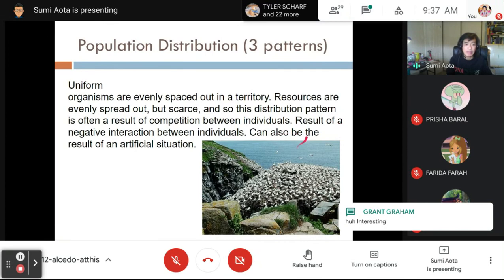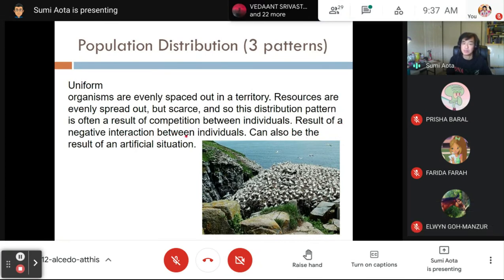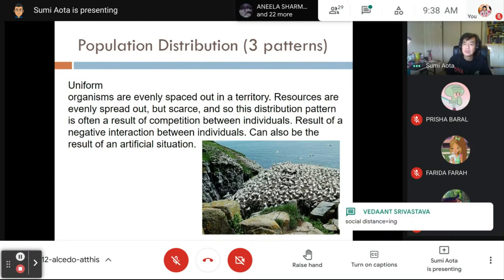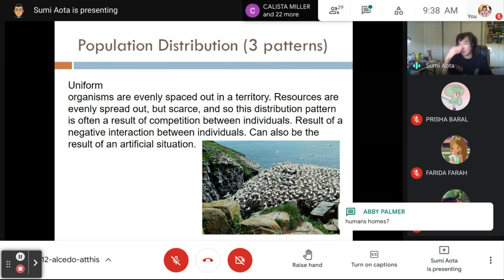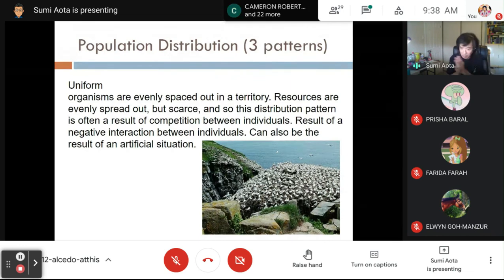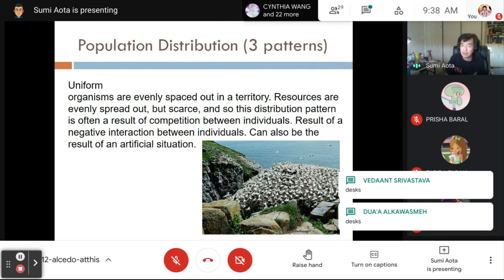So this pattern you see here is a negative interaction between individuals, right? But remember, I also said it could also be the result of an artificial situation. Can you think of an artificial situation where individuals are set up equally spaced apart from one another? Human homes is one. But I was actually thinking, what happens in your classes? How are your desks in your class set up?